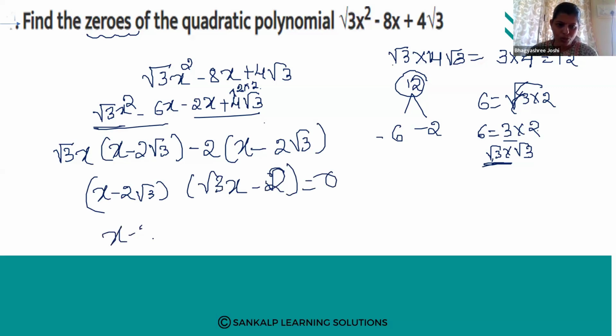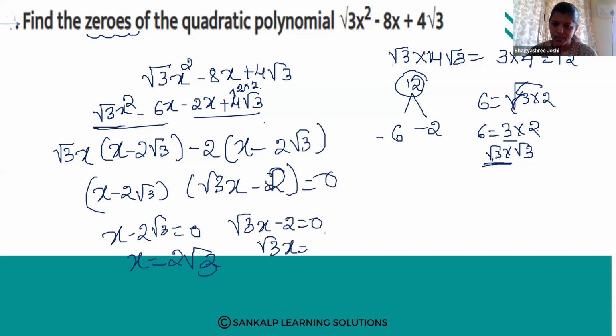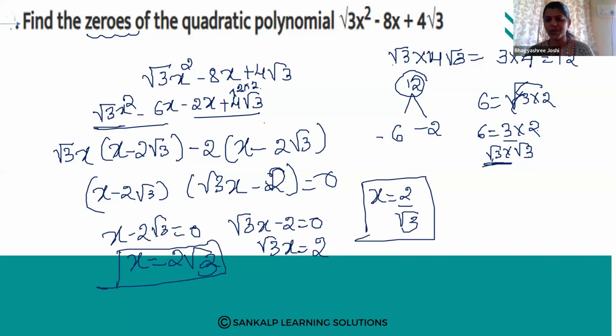So x minus 2 root 3 is equal to 0 and root 3x minus 2 is equal to 0. So 2 factors I am getting and we are equating those factors to 0. So x is equal to, transferring this minus 2 root 3 to this side, plus 2 root 3. And root 3x is equal to, transferring this minus 2 to this side, 2. So x is equal to 2 divided by root 3. One zero is 2 divided by root 3, another zero is 2 root 3. Okay, 2 zeros we got, that is 2 root 3 and 2 divided by root 3.